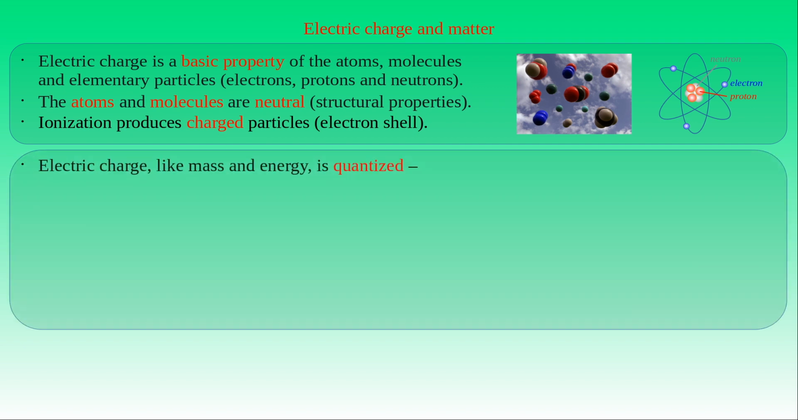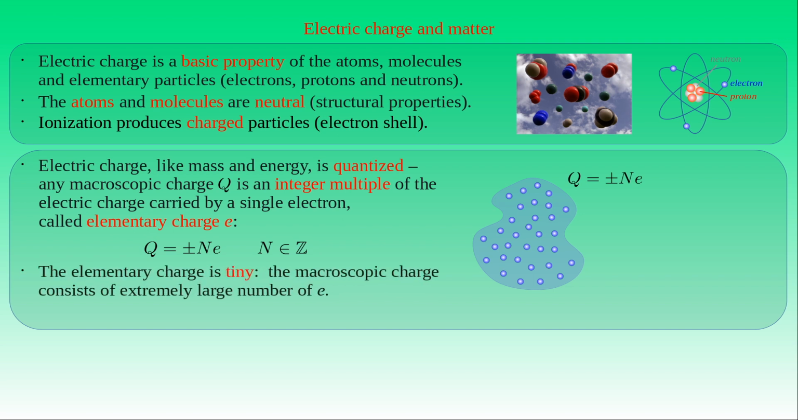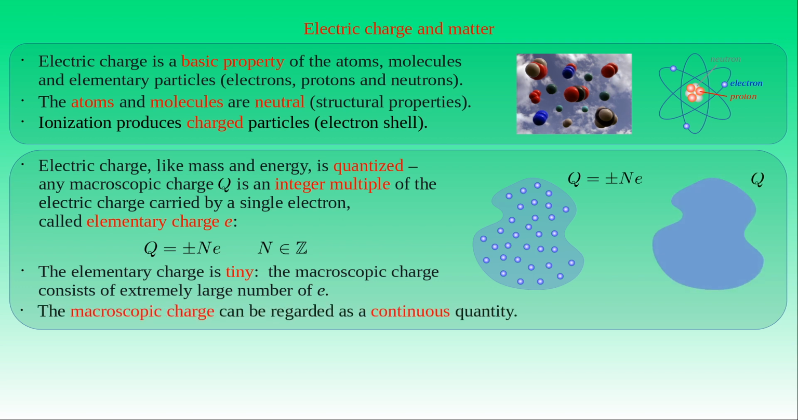Any macroscopic charge Q is given by an integer multiple of the electric charge carried by a single electron, called the elementary charge E. We can write the charge Q as plus or minus n times E, where n is an arbitrary integer number and the signs plus and minus indicate whether the charge is positive or negative. Since the elementary charge E is tiny, every macroscopic charge Q consists of an extremely large number of elementary charges. This important fact allows us to regard the macroscopic charge as a continuous quantity.